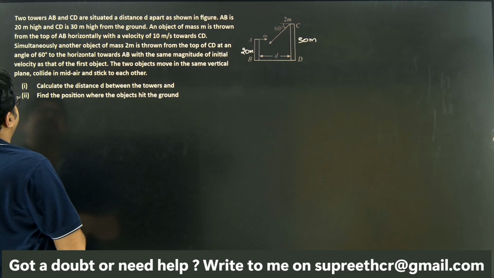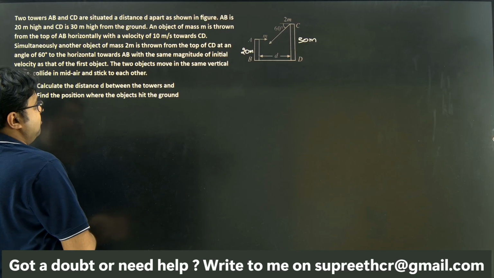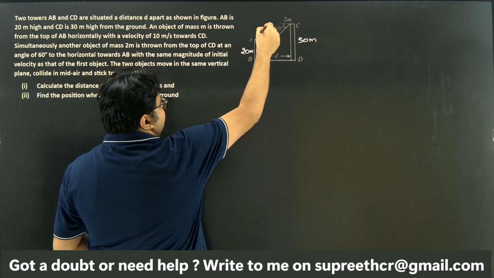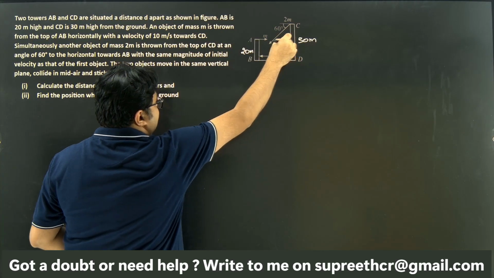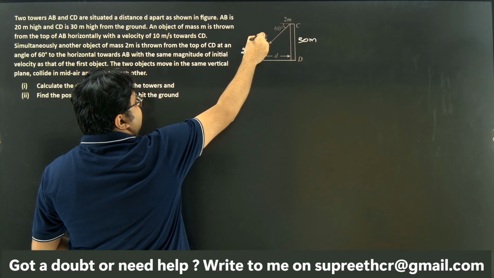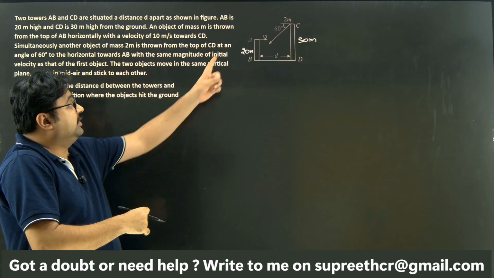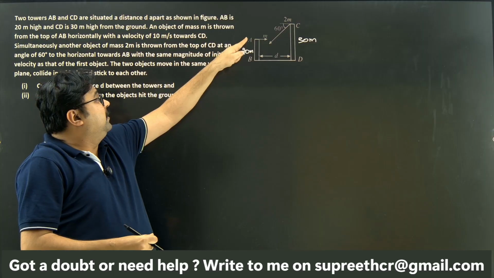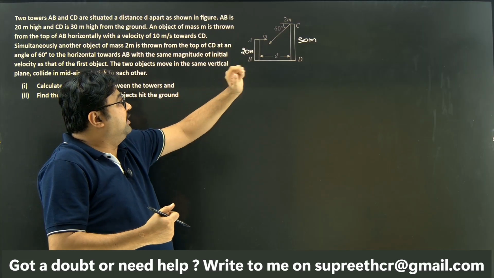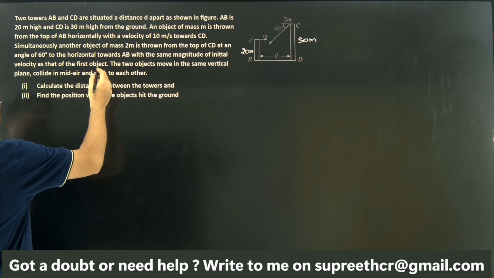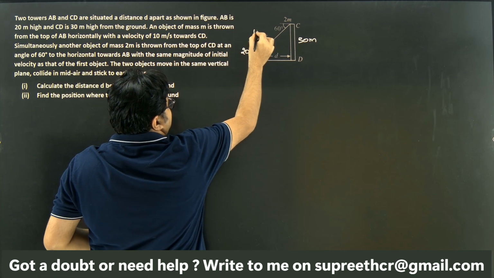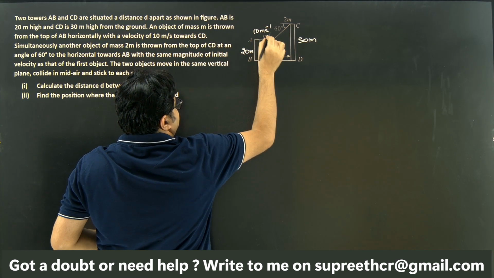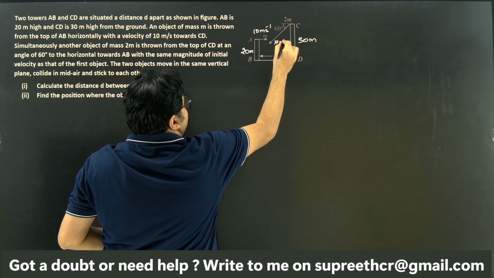An object of mass m is thrown from the top of AB horizontally. Top of AB horizontally, it's thrown like that. So this projectile does not have a vertical velocity. I'll just call that particle A, because it's being thrown from A. It does not have an initial velocity in the y direction. Let's look at what the other question says. But the question very clearly says the velocity is 10 meter per second. This is also 10 meter per second if you read further.